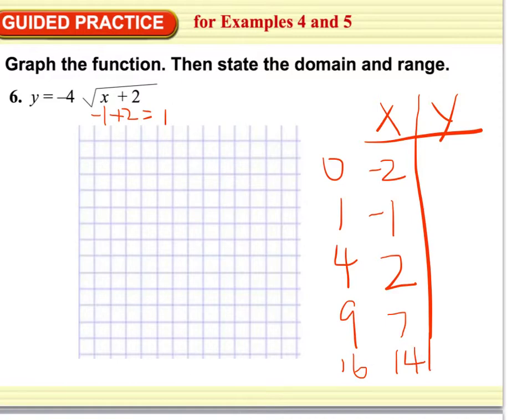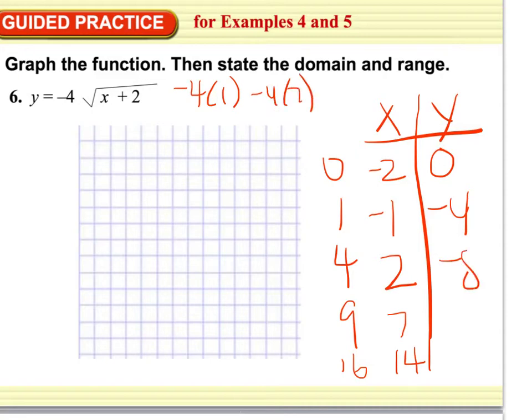Then we plug in the numbers. Negative 2 plus 2 is 0. The square root of 0 is 0, and 0 times negative 4 is 0. Then we plug in negative 1. Negative 1 plus 2 is 1. The square root of 1 is 1, so negative 4 times 1 is negative 4. And if I plug in 2, 2 plus 2 is 4. The square root of 4 is 2. And negative 4 times 2 is negative 8. And I plug in 7, 7 plus 2 is 9, square root of 9 is 3, and negative 4 times 3 is negative 12. And then 14 plus 2 is 16, the square root of 16 is 4, and negative 4 times 4 is negative 16.